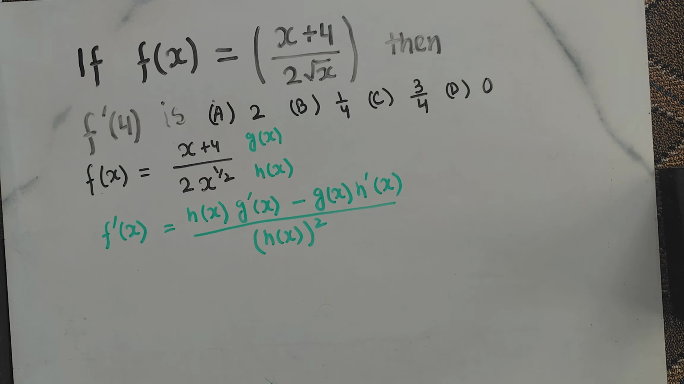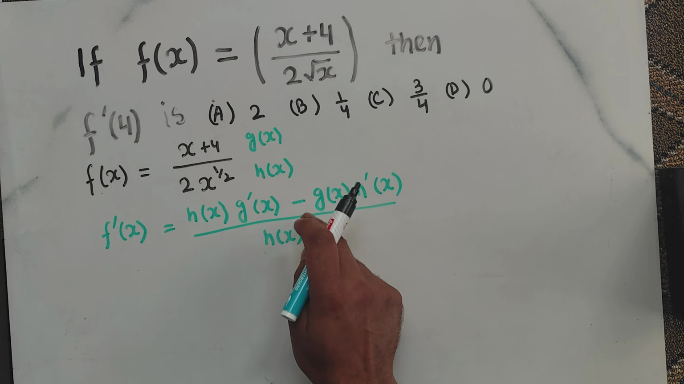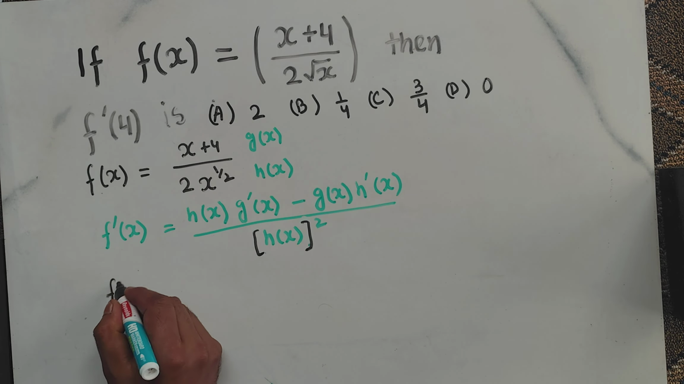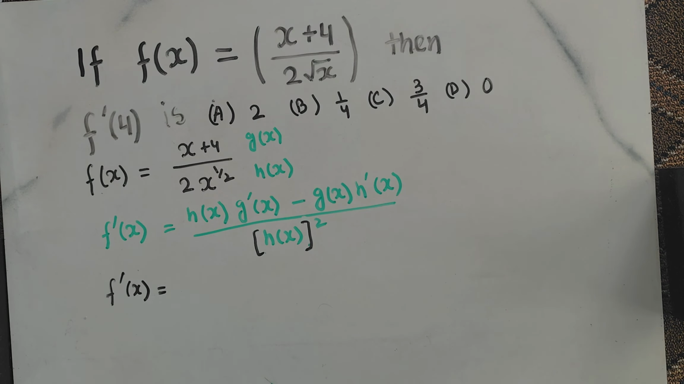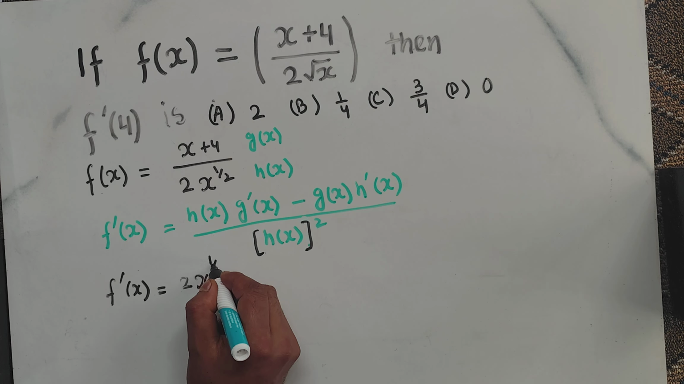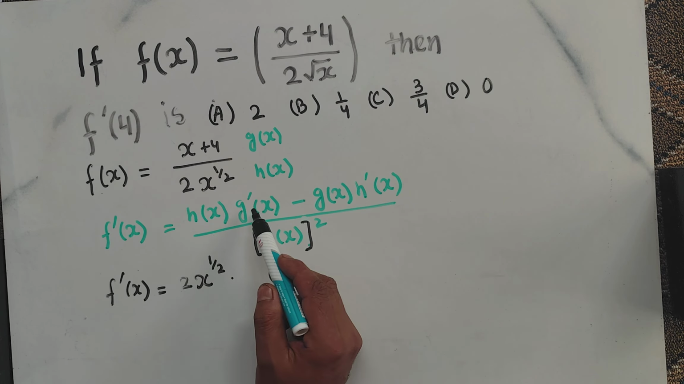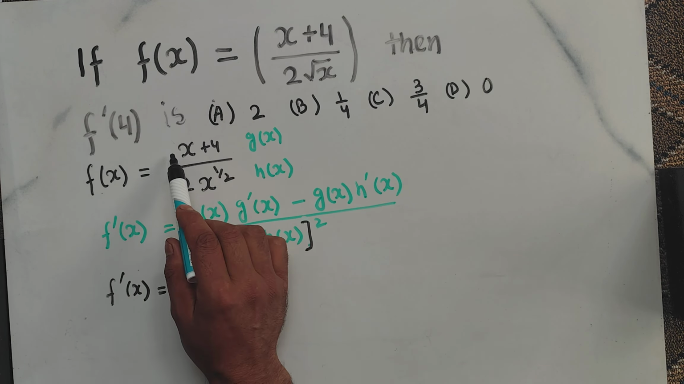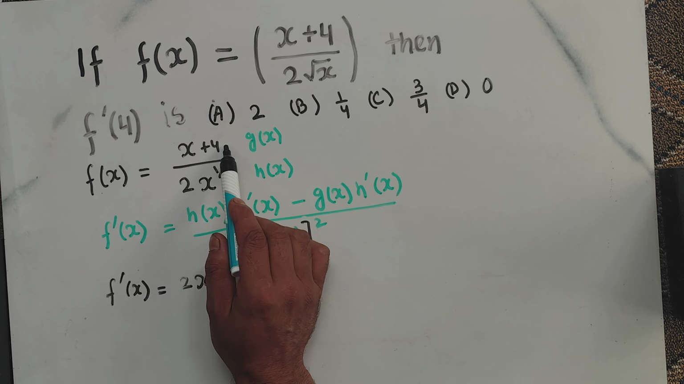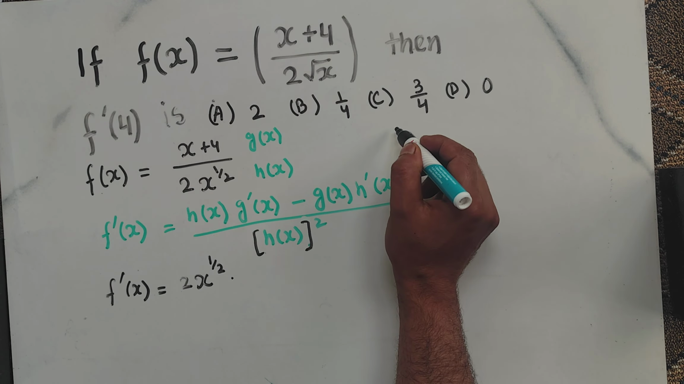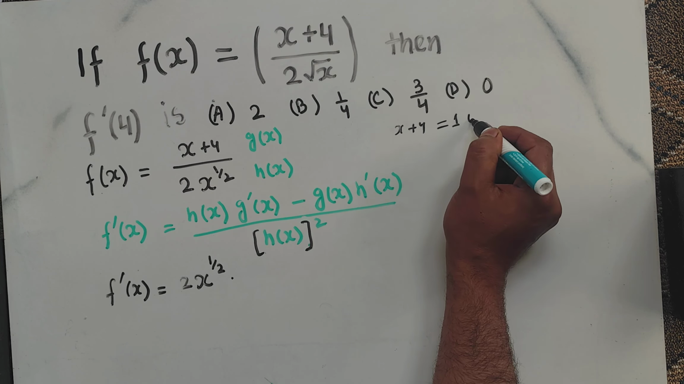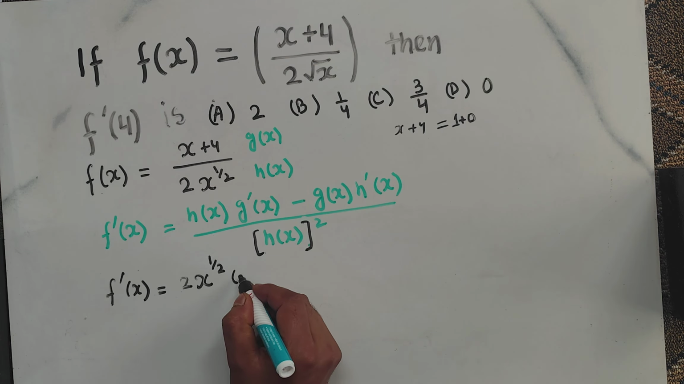Okay, what does this mean here? Let me use this bracket here. That implies f prime x in this specific question will be: h of x is 2 x raised power 1 upon 2 times the derivative of the numerator function with respect to x, that is g prime x. If g of x is x plus 4, its derivative with respect to x will be 1, because the derivative of x is 1 and the derivative of a constant is 0. So we get here 1.